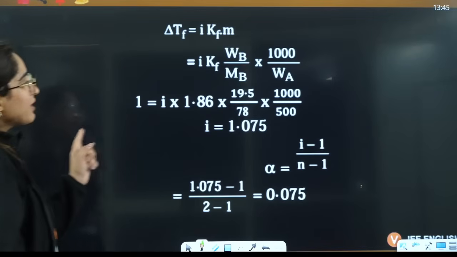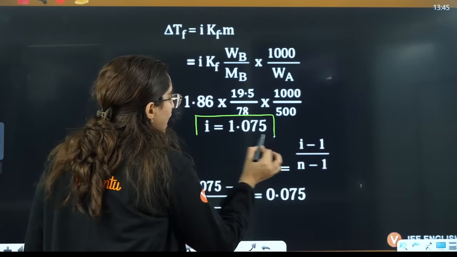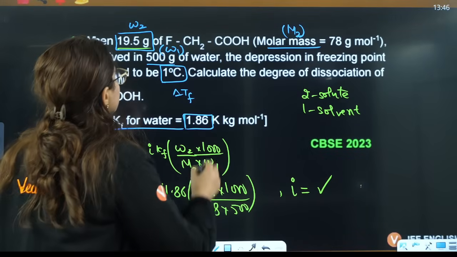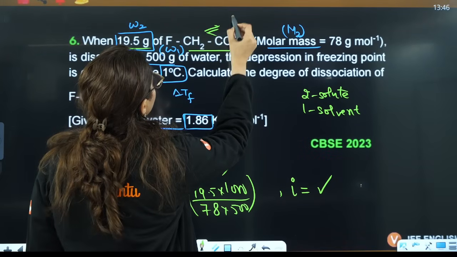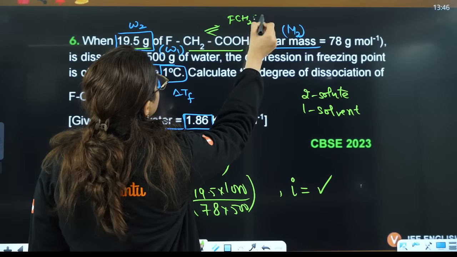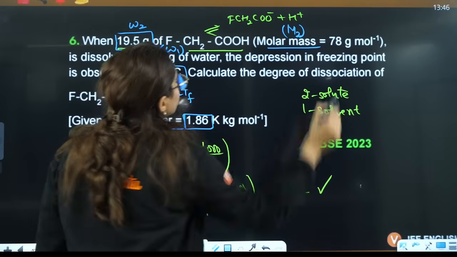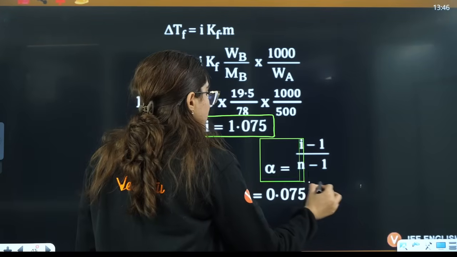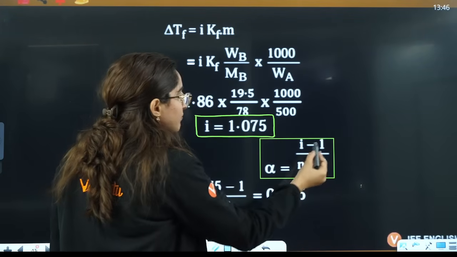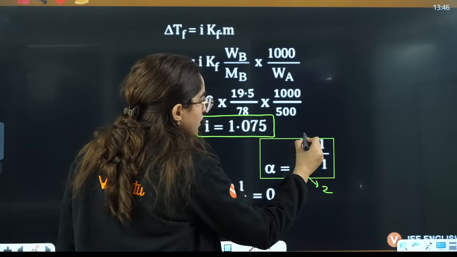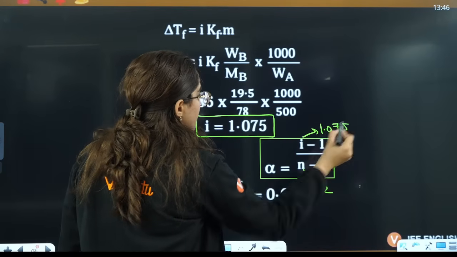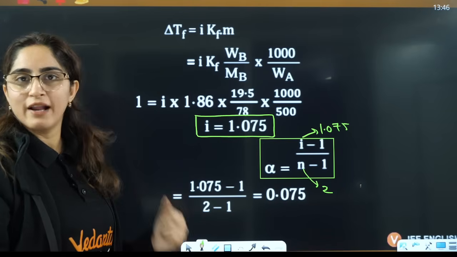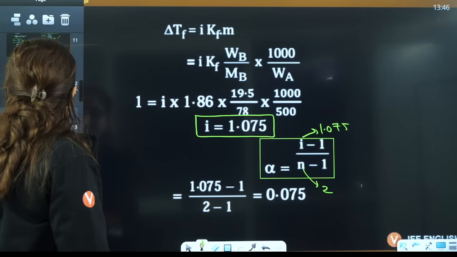After calculation of Van't Hoff factor, that is i, what you will do, because this is undergoing dissociation and this is getting dissociated into two particles, that is FCH2COO negative plus H positive. So here, you will just put this formula. Alpha is equal to (i minus 1)/(n minus 1), n is 2 here. i you have calculated, 1.07. Alpha you will calculate from here after putting all the values. So that's how you calculate the degree of dissociation.